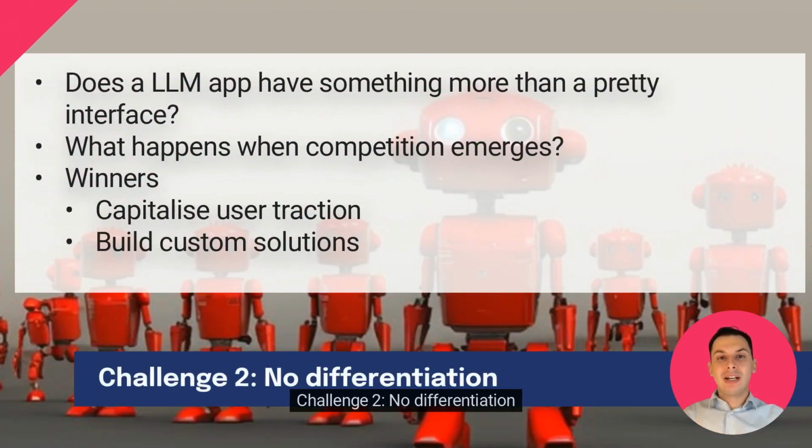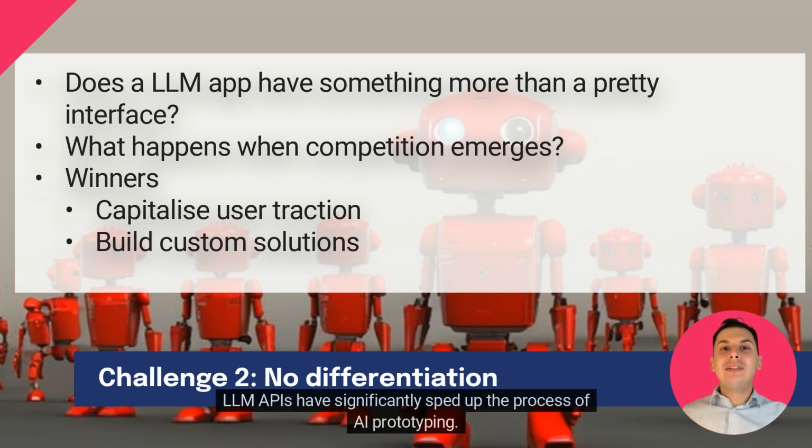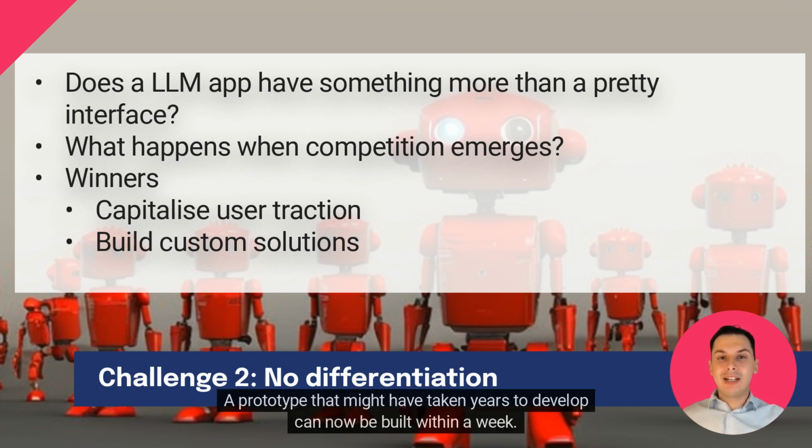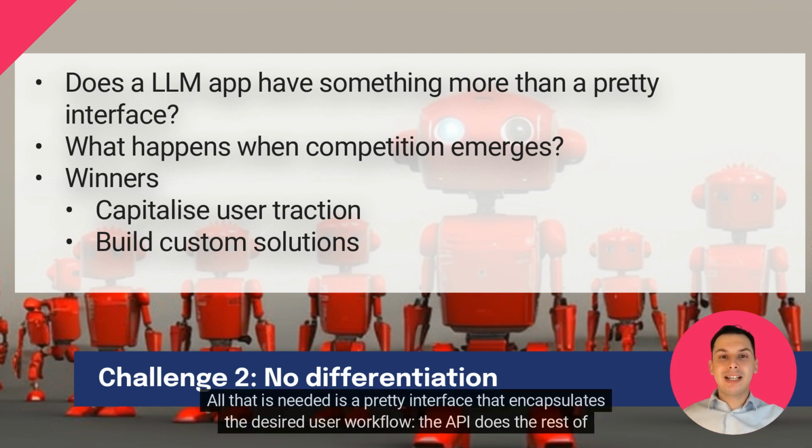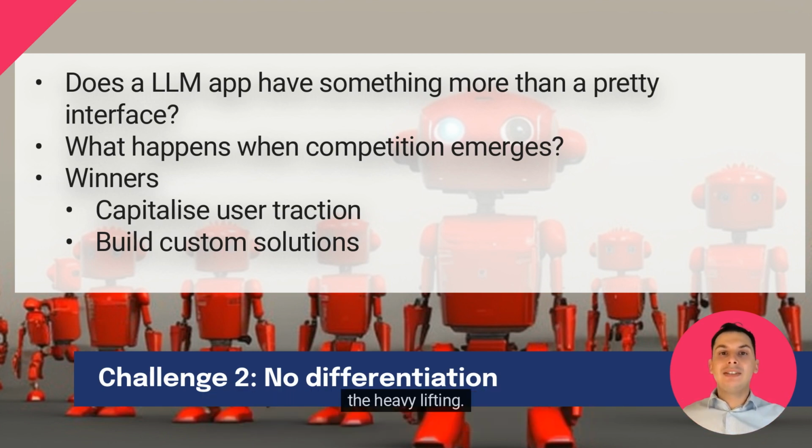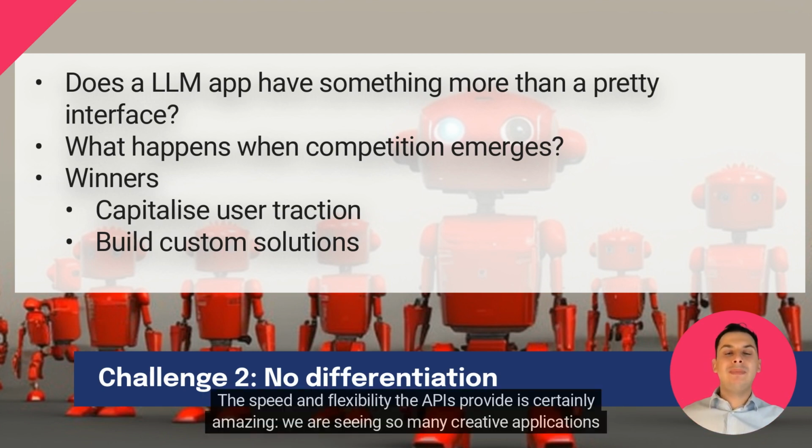Challenge 2: No differentiation. LLM APIs have significantly sped up the process of AI prototyping. A prototype that might have taken years to develop can now be built within a week. All that is needed is a pretty interface that encapsulates the desired user workflow. The API does the rest of the heavy lifting. The speed and flexibility the API provides is certainly amazing.